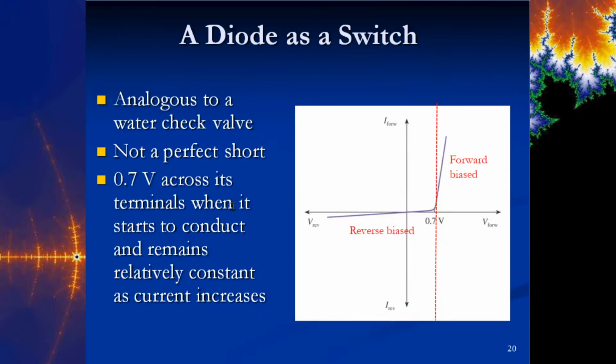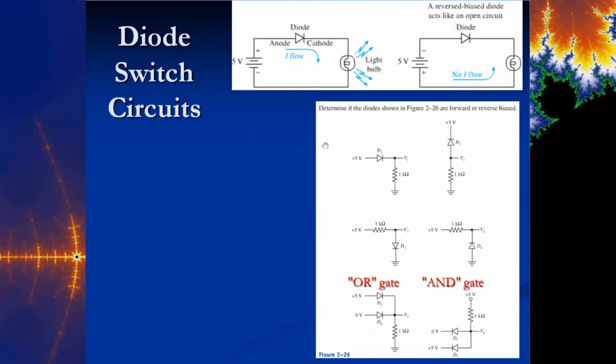Let's see here. Using it as a switch, it has to have at least 700 millivolts across it before it will activate and conduct current. If it does not have 700 millivolts, it will not conduct current. So that's why I'm saying it's not a perfect switch. You do have to satisfy this 0.7 volts before it will activate. Now we can see we can use those to our advantage in these different little circuits here.